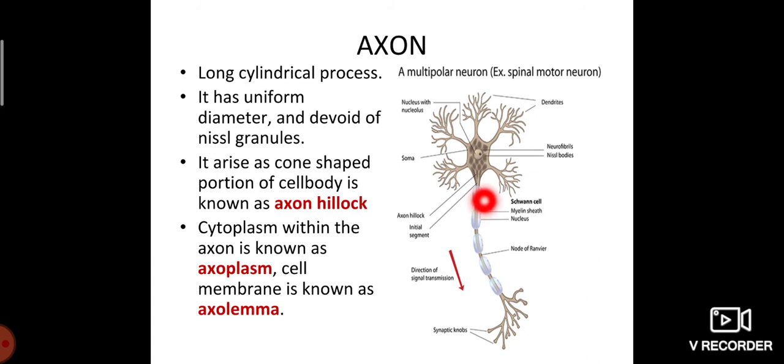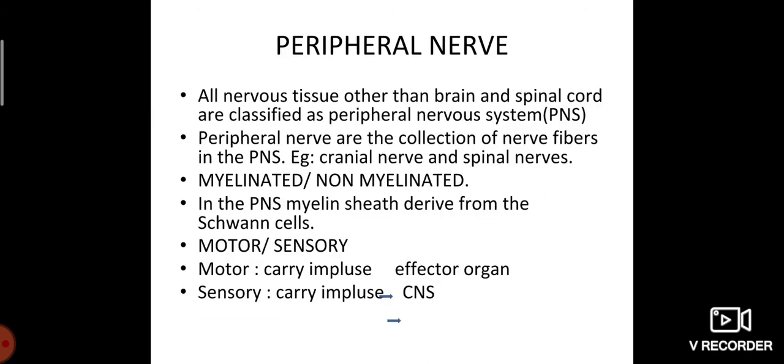Now, the cytoplasm within the axon is called axoplasm and the cell membrane is called axolemma. The cytoplasm present inside the axon is called axoplasm and its membrane is called axolemma.